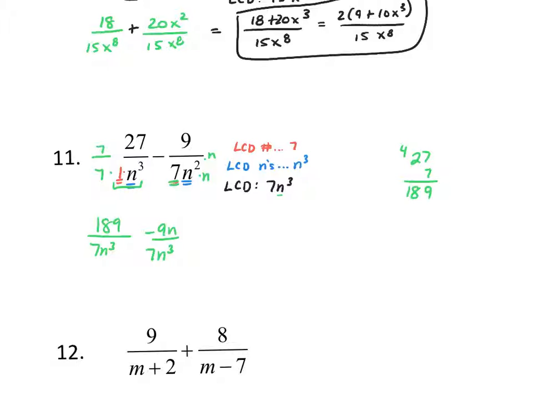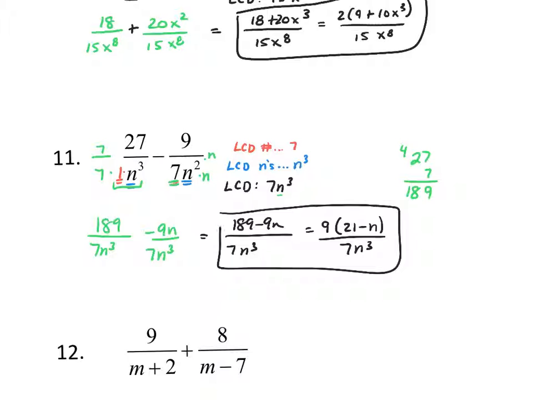Then again, once they have common denominators, 7n cubed, I just perform the operation with their numerators. And 189 and 9 do have a common factor, which I'm going to try to factor out. That's a 9, I believe. So 21 minus n over 7n cubed. The only reason I did that was to see if I could reduce anything, but they don't have any common factors, so that would actually be my final answer.